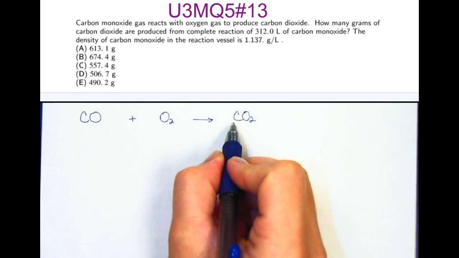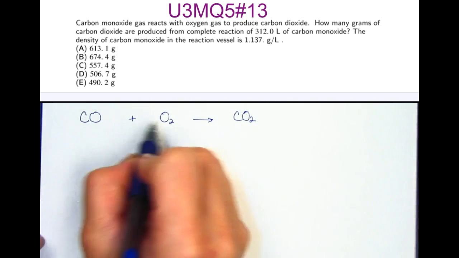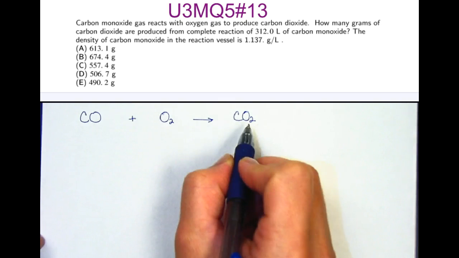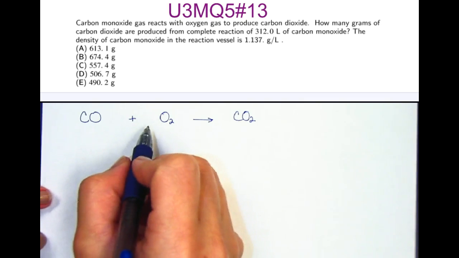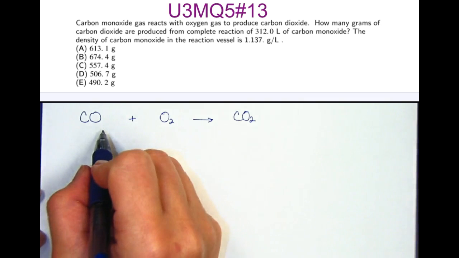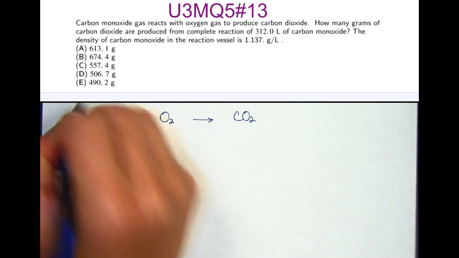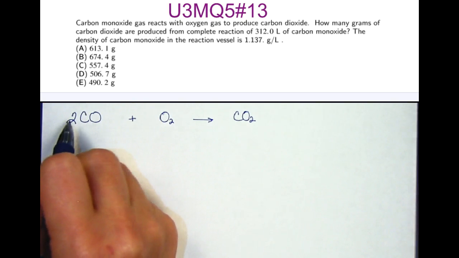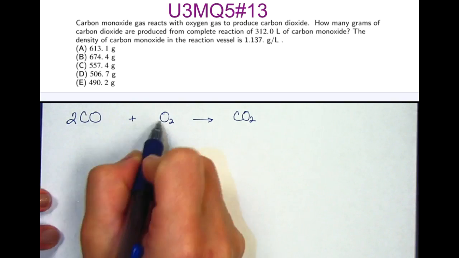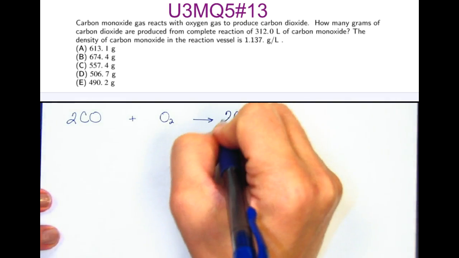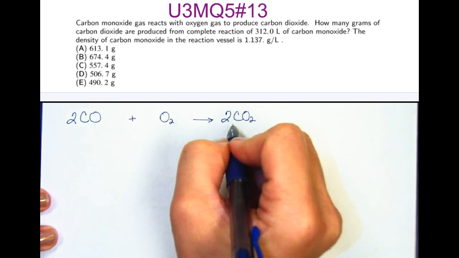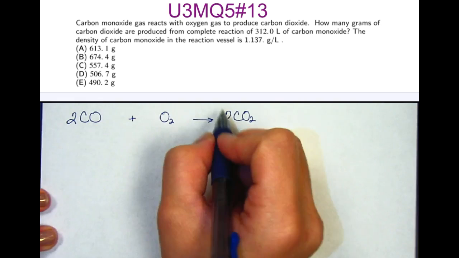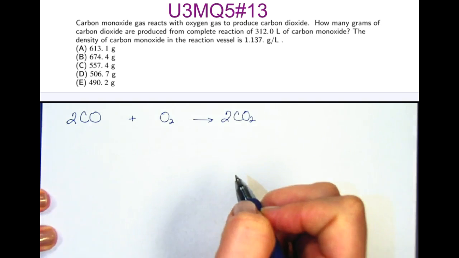One carbon on both sides, but there's 1, 2, 3 oxygens on the left and 2 oxygens on the right. Because the oxygens are split in 2 different locations on the left-hand side, it's easier to place a 2 here, which will give us an even number. 2 plus 2 is 4 oxygens on the left. So now we can do 2 times 2 is 4 oxygens on the right. This gives us now 2 carbons on the left, but it's already balanced with 2 carbons on the right.